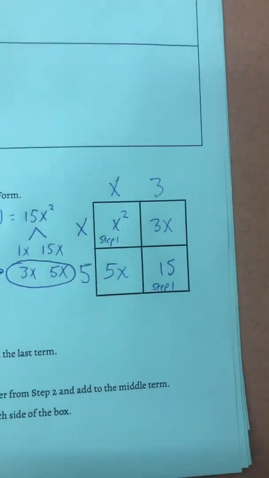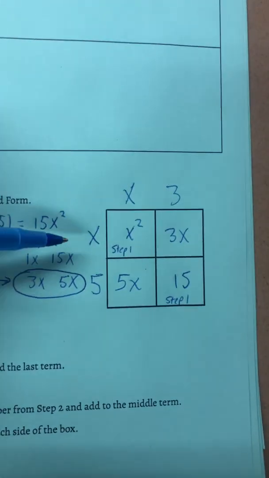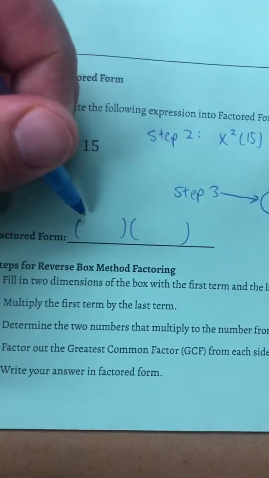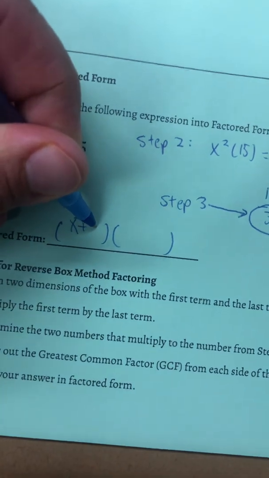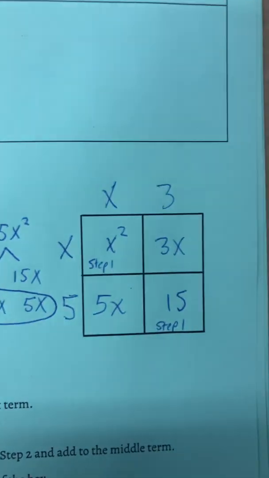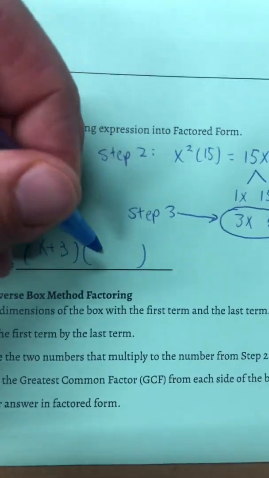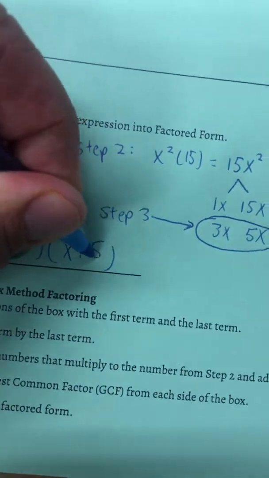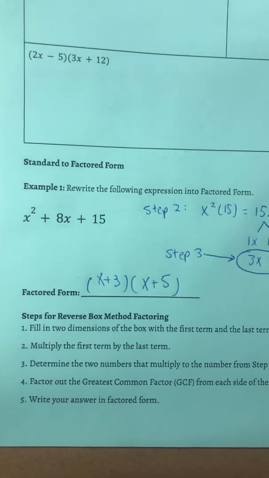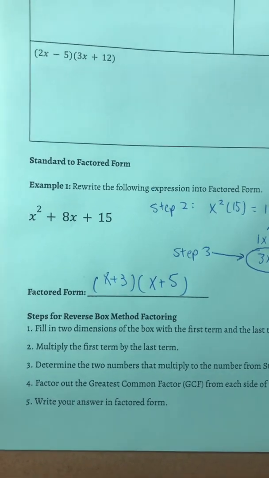So step 5, writing our answer in factored form, we're just going to take the two sides that we just made. We have x plus 3. That's what we factored out on the top over there. And we're going to have x plus 5, which we factored out on the left-hand side there. And then, as you can see, we have our answer in factored form, x plus 3 times x plus 5.